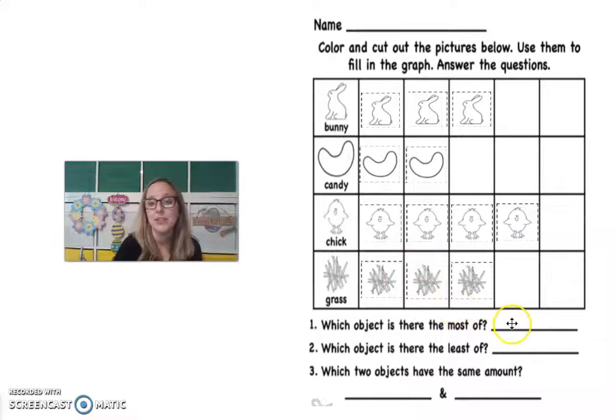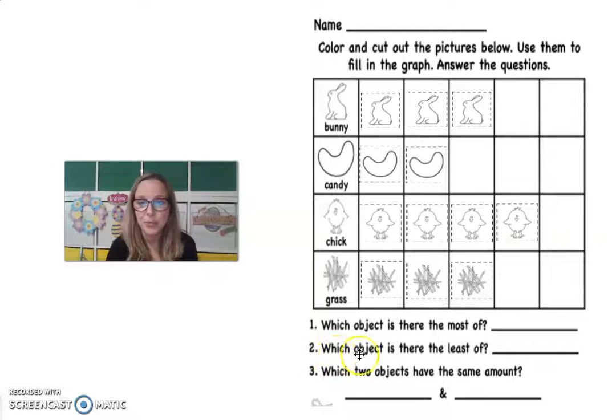So right here, boys and girls, on this line where it says which object is there the most of, you should write that word chick, C-H-I-C-K. So take a minute to write that there. And then we'll move on to question number 2.